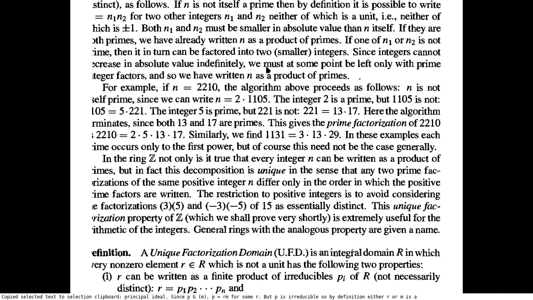So now you can further write 1105 in terms of some product of primes. The integer 5 is prime, but the other one is not, so you continue there. 221 is just 13 times 17, and here both of them are prime, right? So you stop there. The algorithm terminates. This is just prime factorization that you do in, what, middle school. So this is the prime factorization of the number 2210.